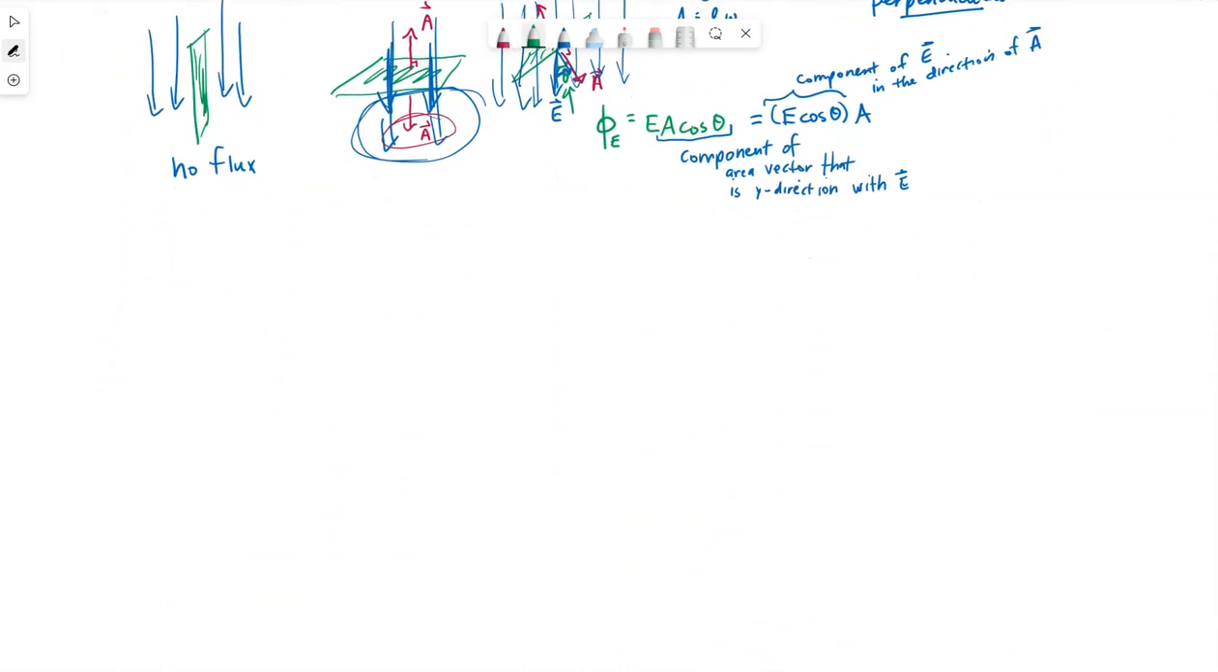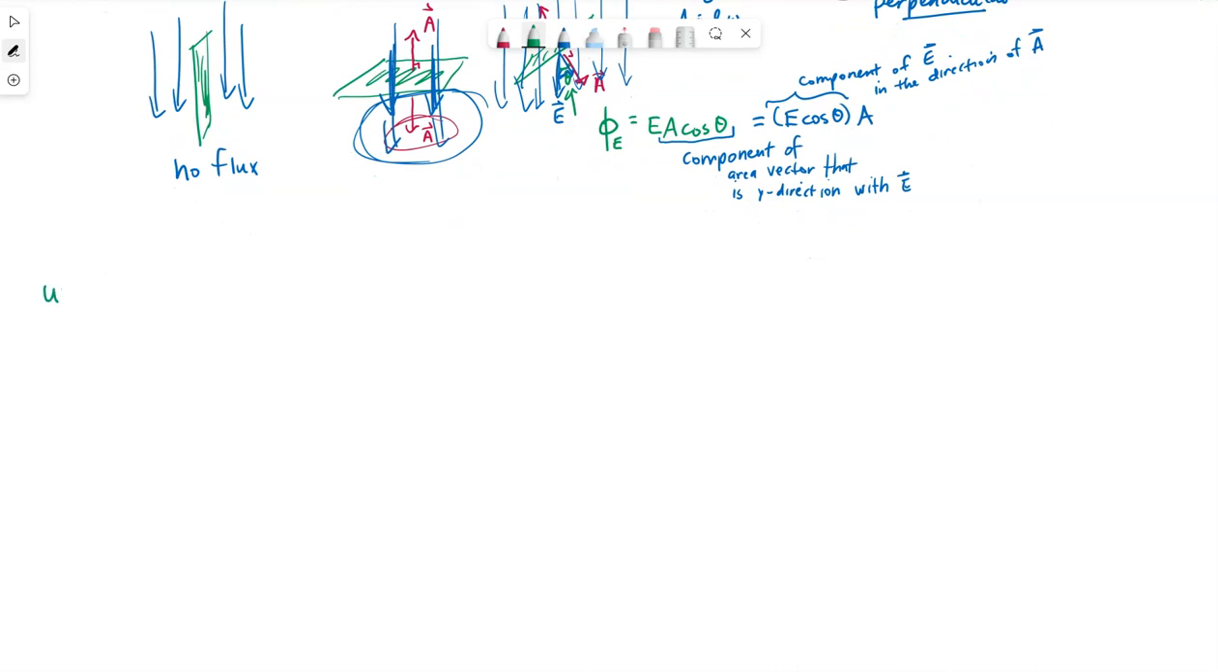I'm going to rewrite this equation down here. So for a uniform electric field, the electric flux can be calculated by taking the electric field vector and dotting it with the area vector. Another way of solving that is taking the magnitude of the two vectors and multiplying those together and multiplying those by the cosine of the angle between those two vectors.